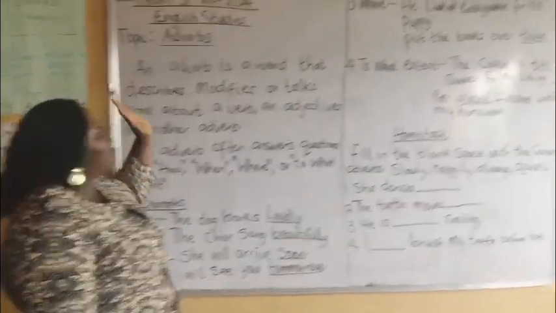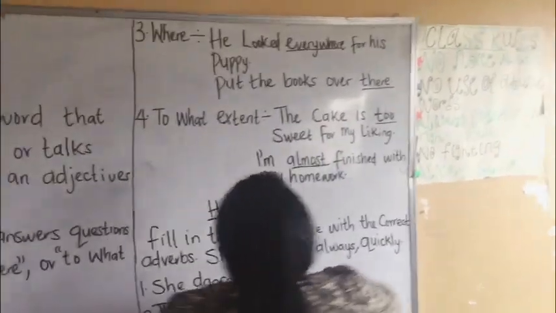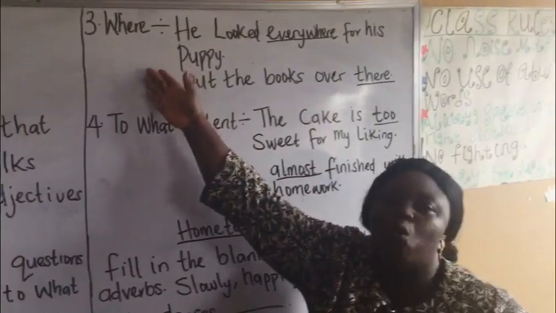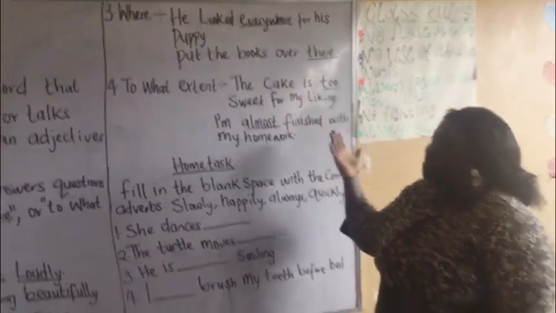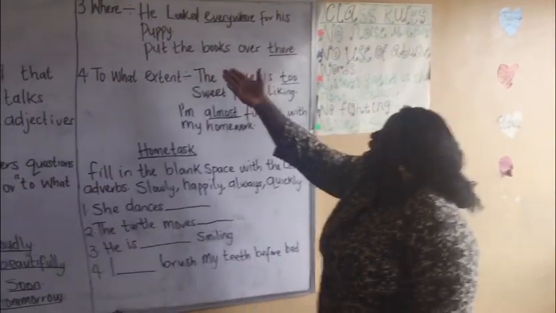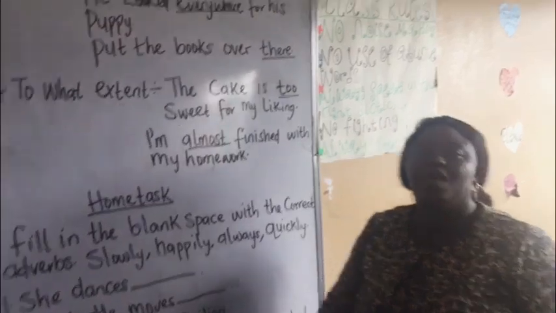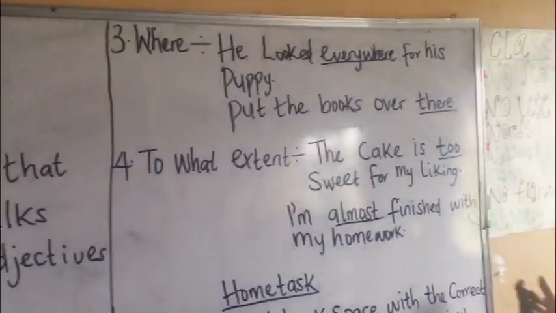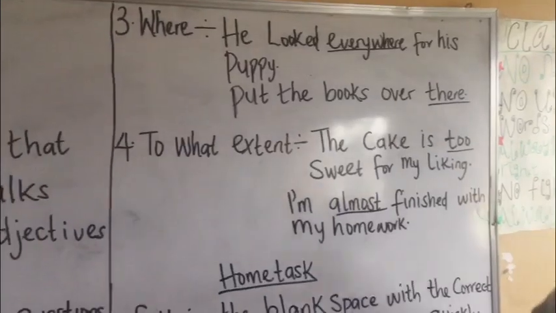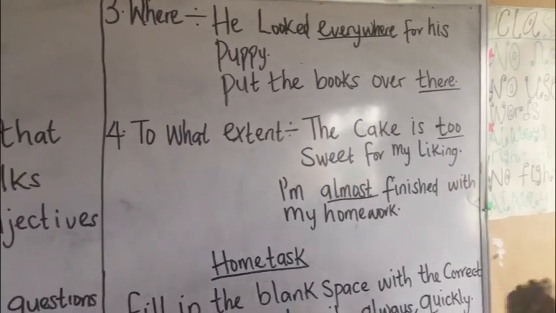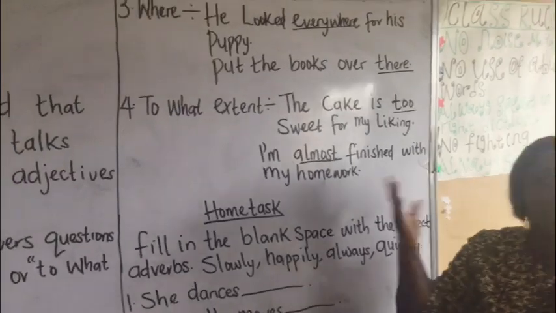Now let's move over to our number 3. Here we're talking about where. Where did the event occur? He looked everywhere for his puppy. Now, everywhere is talking about where he looked for the puppy. The puppy went missing and he was looking for his puppy.